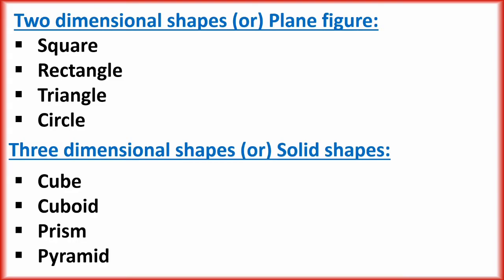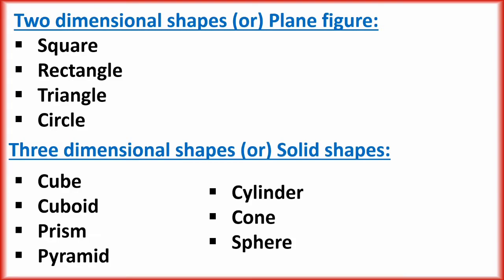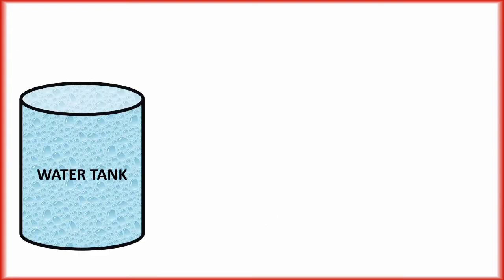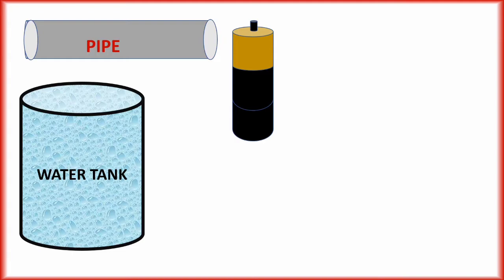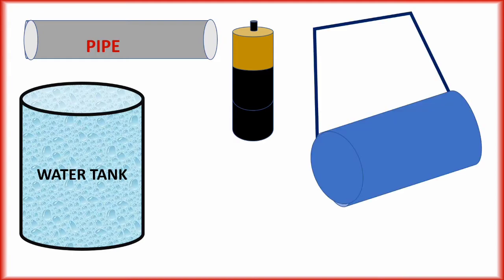We see several things around us in daily life which are 3D shapes. In this chapter, we discuss the 3D shape cylinder. See here, these are a few things which are 3D shapes in our day-to-day life. Please students, think about other things which are in cylindrical shape.